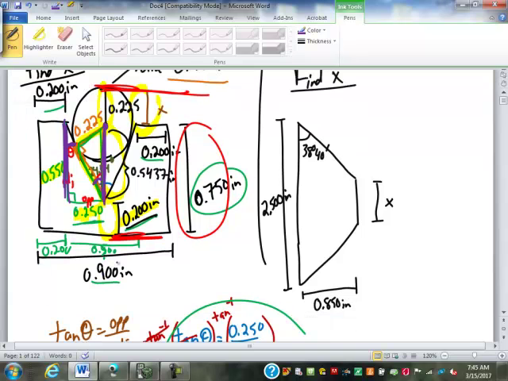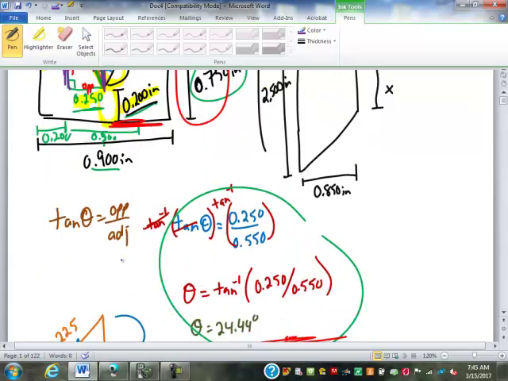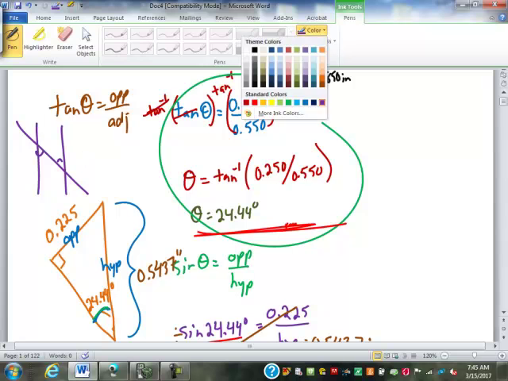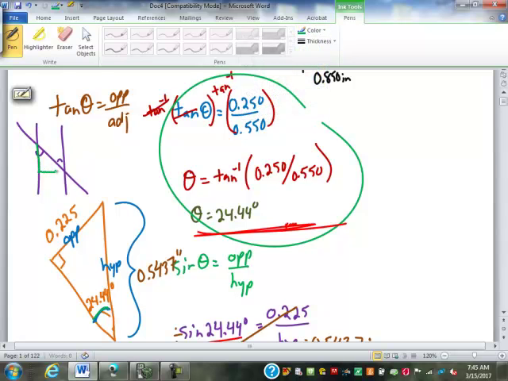Does that make sense? Basically, if you have parallel lines cut by a transversal, this angle and this angle will be the same. That's basically what it is. We found this triangle here, and we're using it. Once we found that angle, this angle has to be the same.